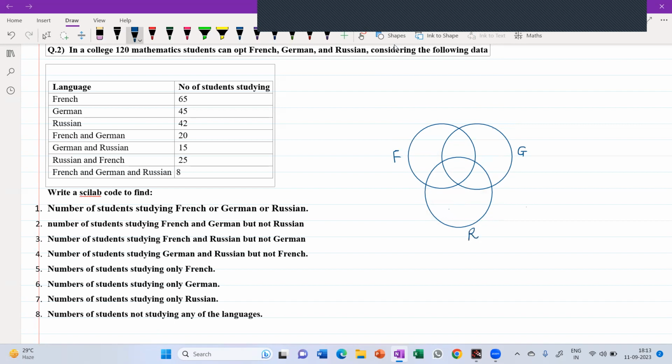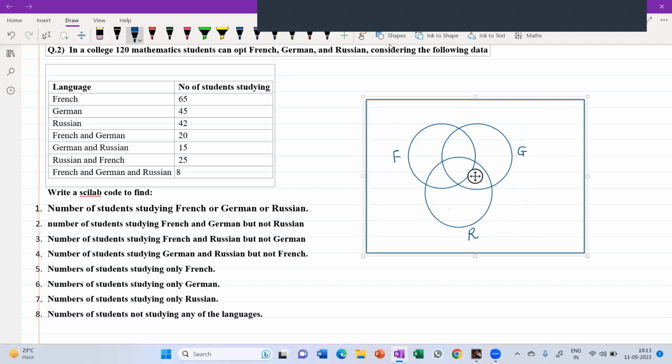For French, German, and Russian, I have taken the variable name as FGR. F stands for French, G stands for German, R stands for Russian, and they all will be included in the big circle, the universal set, and we know that the number of students in the universal set is 120. So we are going to fill this Venn diagram. We are going to fill each of these portions which you can see over here.